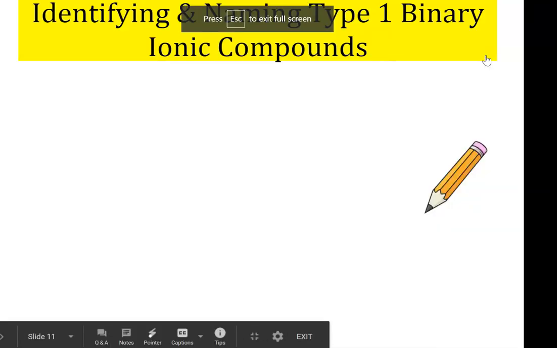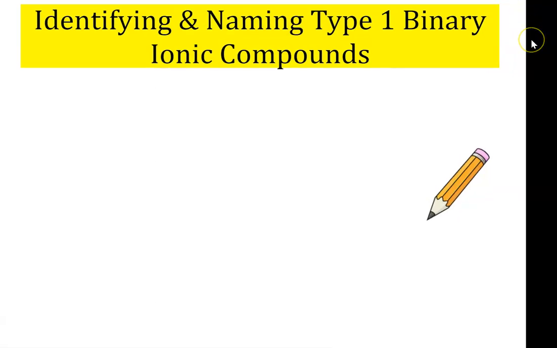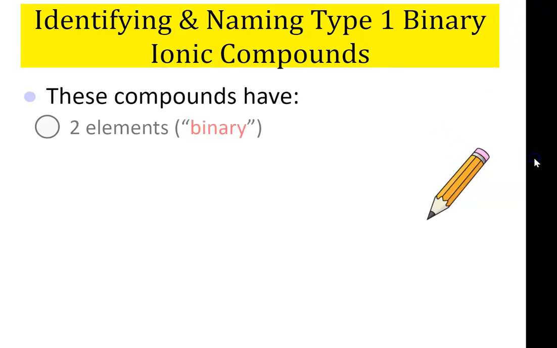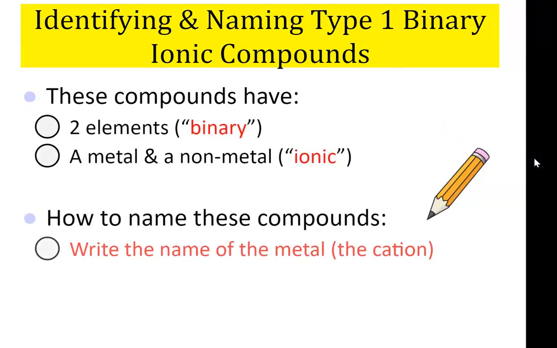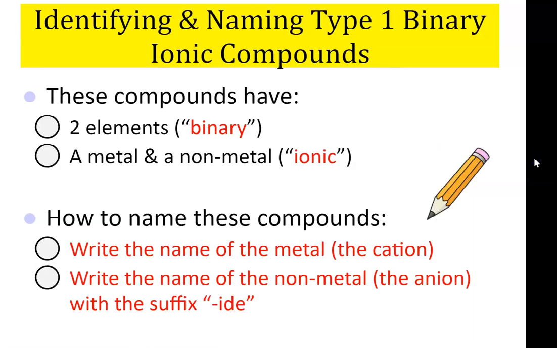Okay, so let's start talking about how to name these compounds. Okay, type 1 binary ionic compounds. And you can see that this pencil has popped up. So that means these are some good notes to write down.